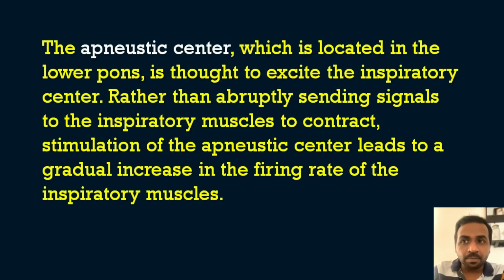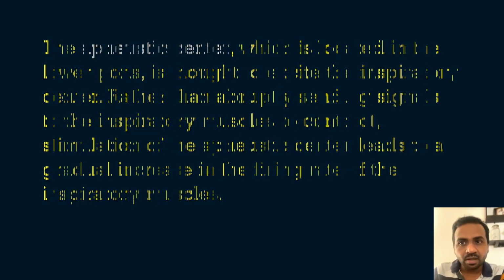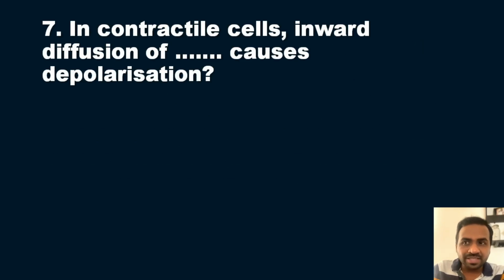Then next is the apneustic center. This is located in the lower pons, and it is thought to excite the inspiratory center. Rather than abruptly sending signals to the inspiratory muscles to contract, stimulation of the apneustic center leads to a gradual increase in the firing rate of the inspiratory muscles. I think you got the differences between the functions of the apneustic center and the pneumotaxic center. These two centers are very important. So we will move on to the 7th question.